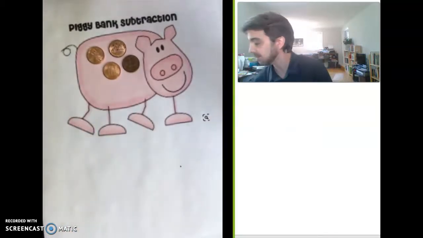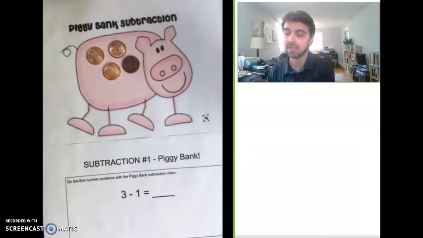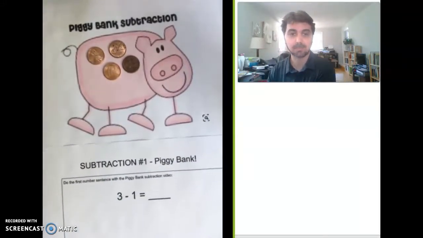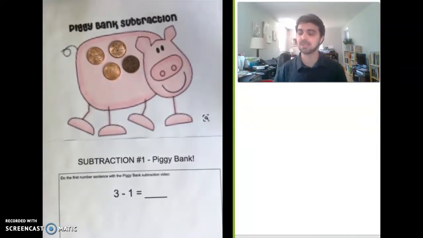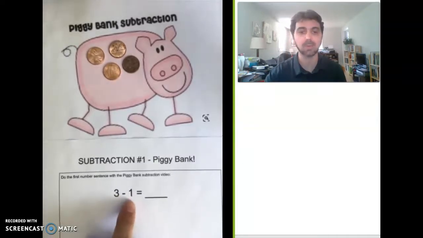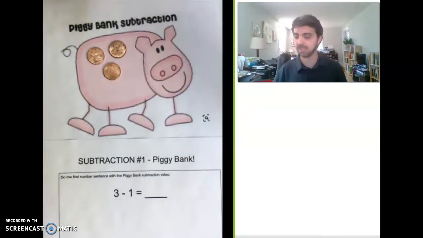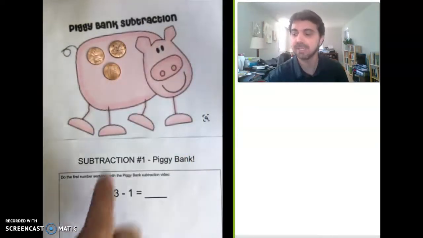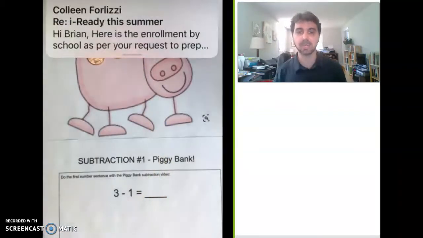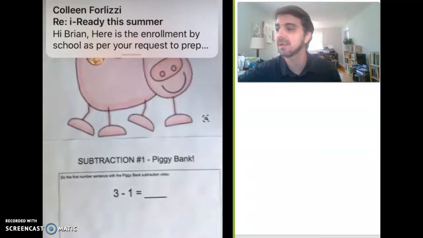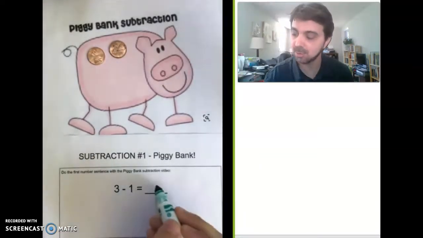Now, this is on a piece of paper that you may or may not have. Okay, so this is called subtraction number 1, piggy bank. So it says 3, take away 1. So if you were at home and you had some pennies, you could put 3 pennies in your piggy bank. Let's say you bought 1 piece of candy for 1 penny, so we take away 1. And we are left with how many pennies? We are left with 2 pennies.